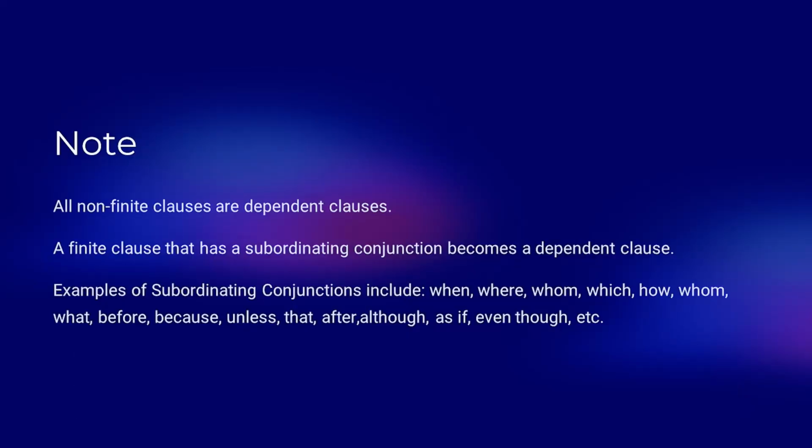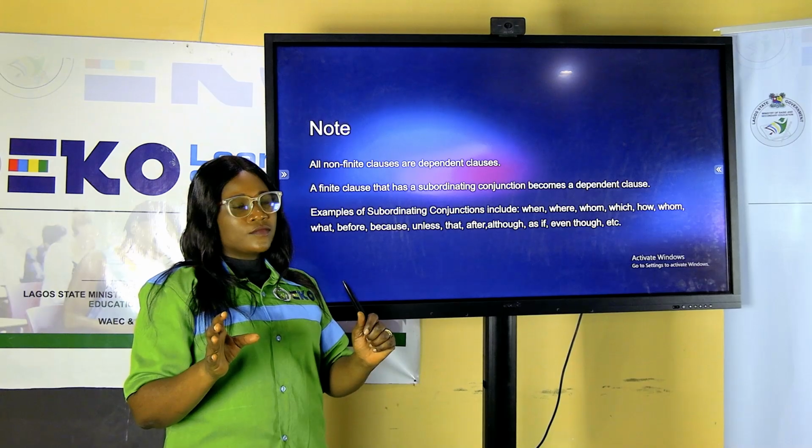Take note of this. All non-finite clauses are dependent clauses. When it's a non-finite verb that introduces the clause, it is a dependent clause. A finite clause that has a subordinating conjunction at the beginning of it becomes a dependent clause.